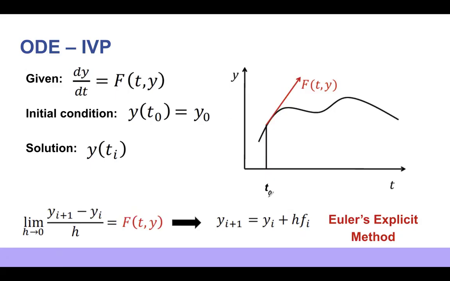So here, everything you know: the yi value, the small h which is user defined, and the fi value, because it only depends on t0 and y0. You know both of them. Now we can find the next y.